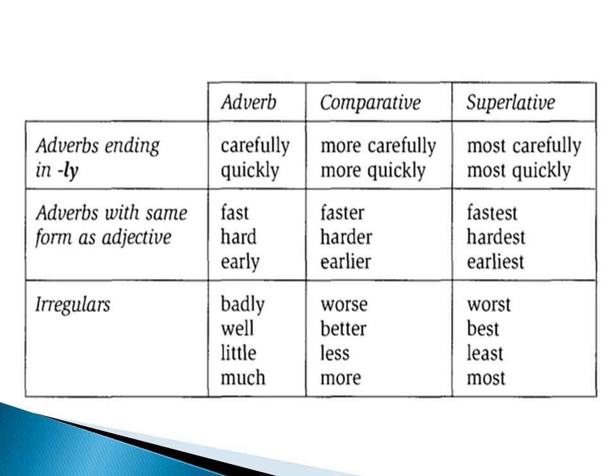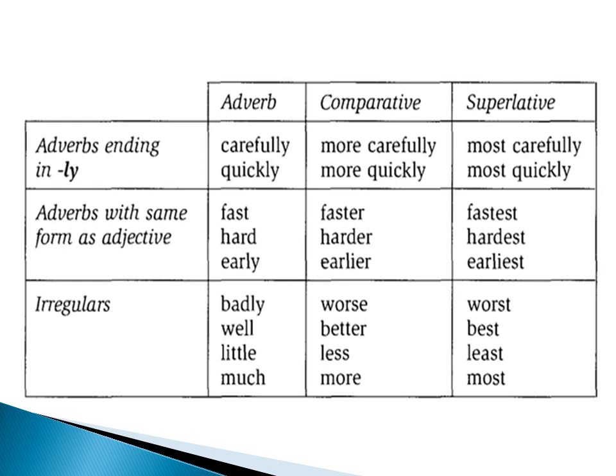And now this is a table to summarize some of the basic parts in the lesson. So for adverbs ending in ly, like carefully and quickly, if I'm using comparative adverbs, I compare between two things: more carefully than, more quickly than. Or if I am comparing three or more actions, superlative adverbs: most carefully, most quickly.